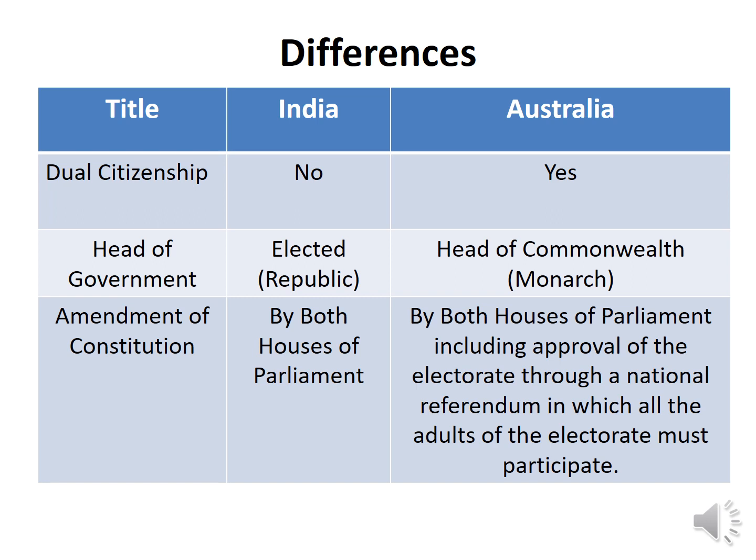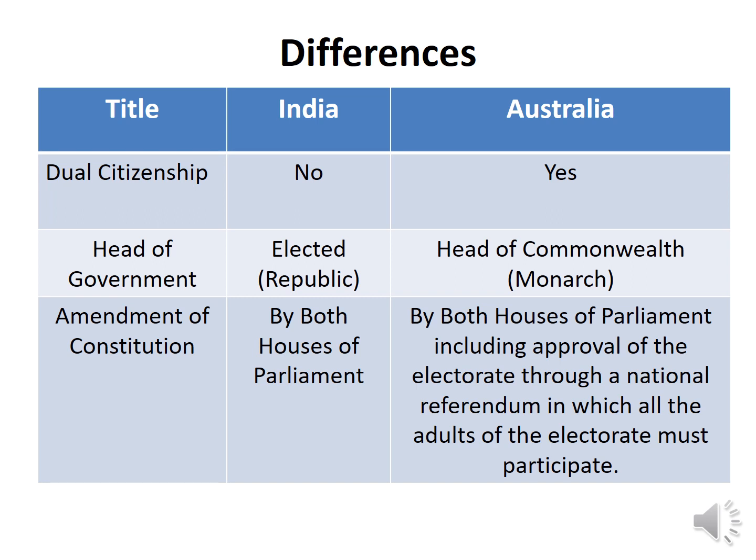So a representative of that king will be appointed as Governor General in that country, and that Governor General will be a representative of the monarch or the British king. So there is no elected head of the state in Australia and in Canada. The head of the state is the British monarch, who is the head of the Commonwealth.